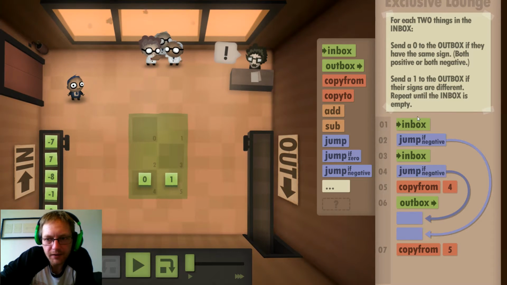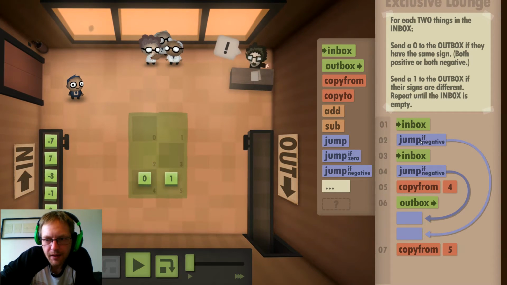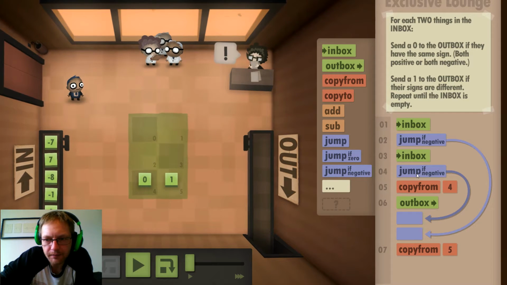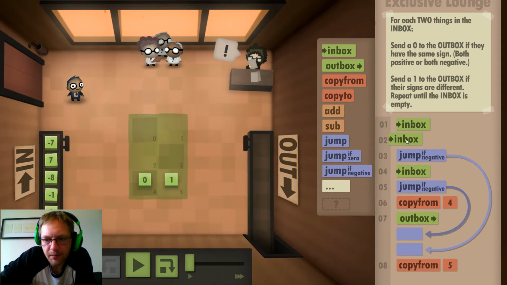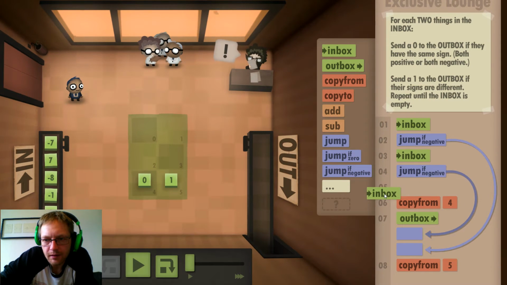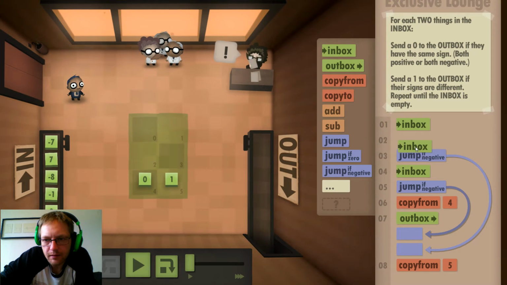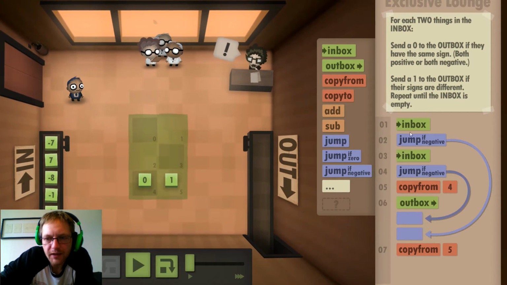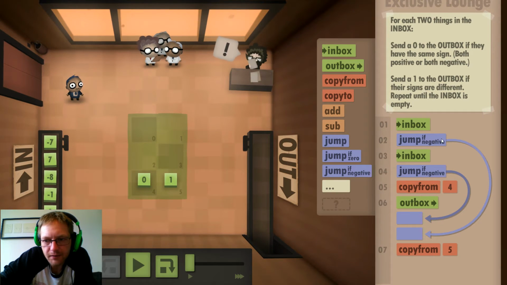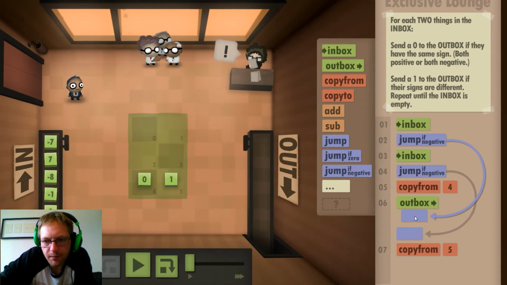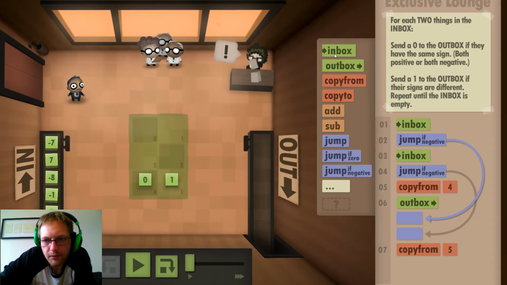If both are negative, it's gonna jump here, meaning that we wanna skip this stuff here and we wanna grab something from the inbox. If it is, no, let's wait with that. So if it is positive, it jumps. If it then is negative, it needs to copy from number five. Yes, if it is negative, it goes up here. We then grab a new thing.